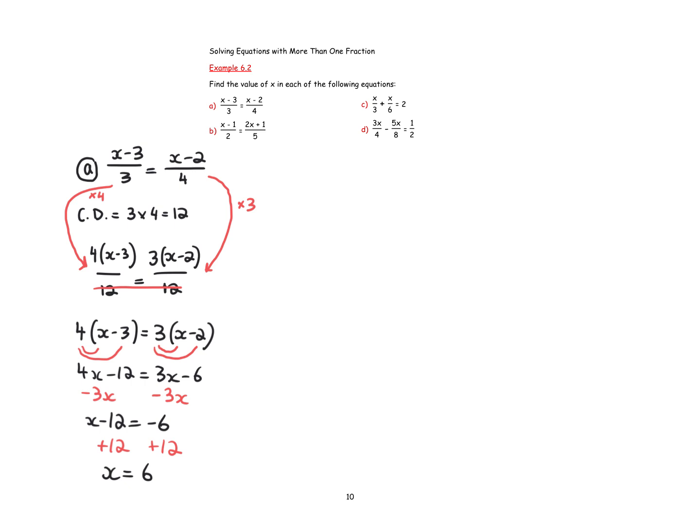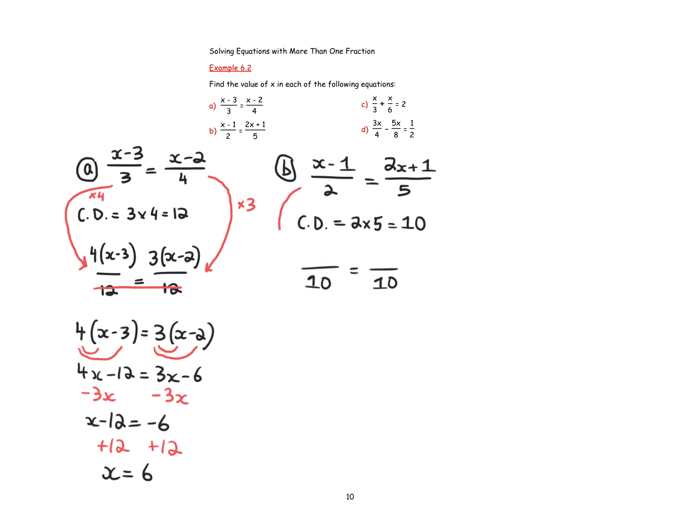B is quite similar. We have x minus 1 over 2 is equal to 2x plus 1 over 5. Again, we need to get our common denominator, and we can find our common denominator by multiplying 2 by 5. Next, we get that 2 by 5 is 10, so our common denominator is 10. We rewrite each fraction with 10 as its denominator.